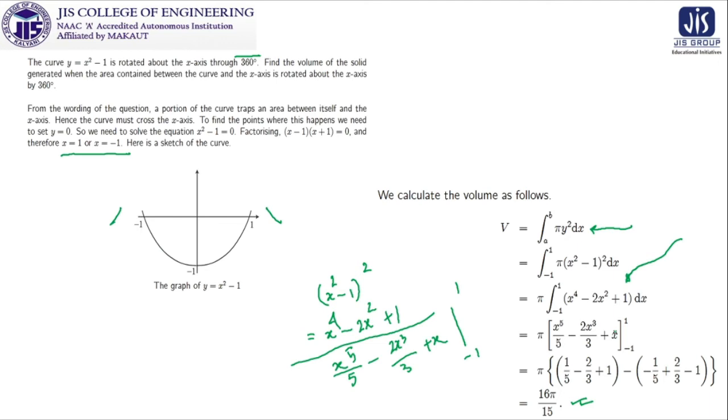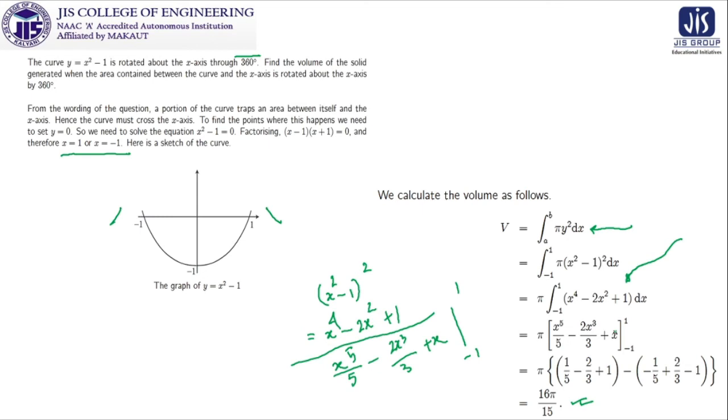So this is the volume generated by the curve y is equal to x square minus 1 after full rotation, that means 360 degree rotation with respect to the x-axis. This full information has to be present.